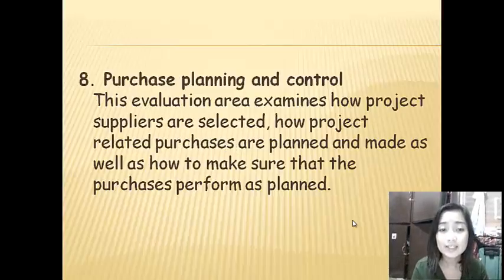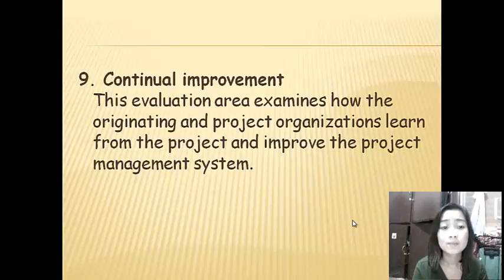Number eight is purchase planning and control. This evaluation area examines how project suppliers are selected, how project-related purchases are planned and made, as well as how to make sure that the purchases perform as planned. Number nine is the continual improvement. This evaluation area examines how the originating and project organization learn from the project and improve the project management system.